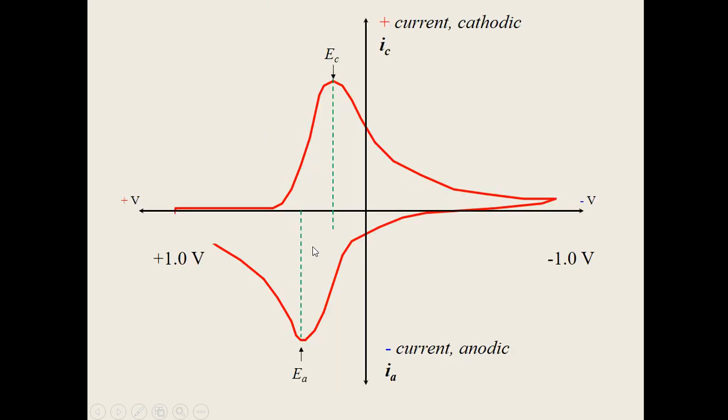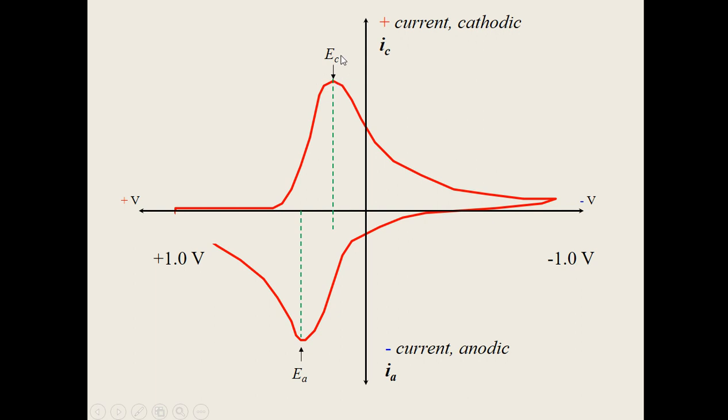And this is a simple cyclic voltammogram, where initially this is the initial potential, and then the potential has been decreased, and then that potential recovered. While decreasing the potential, the analyte was reduced at this point, and this one is the maximum, where the maximum number of analytes had been reduced.